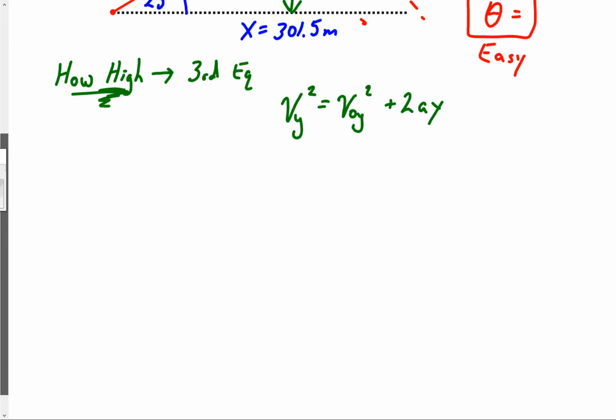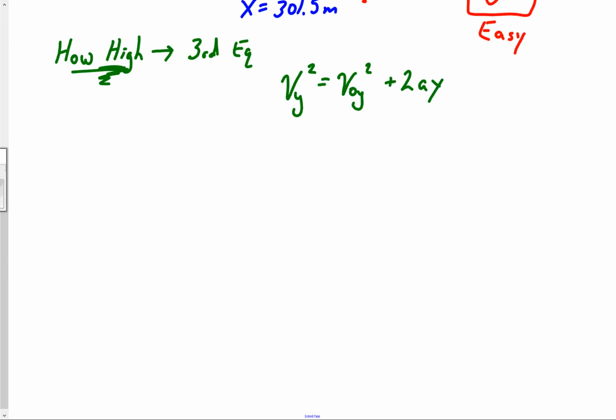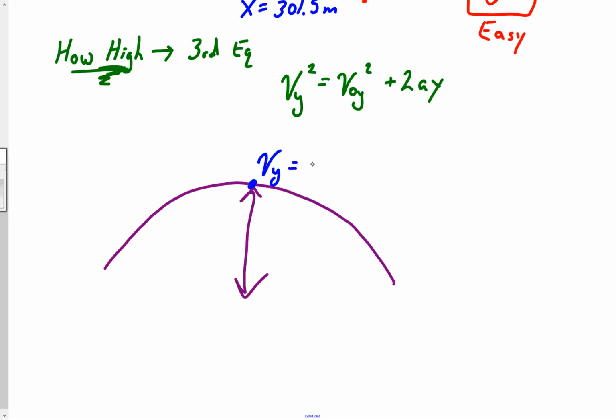Now, why is that third equation such a handy one for what we're looking at? Simple. We are looking at the top of this projectile's path. And what's cool is that at the top of the projectile's path, its velocity in the y direction is 0. And that's what simplifies this problem. But now, here's the catch. We're looking for y, and we don't know V0y. So we've still got some issues here. But obviously, we're going to use this equation.